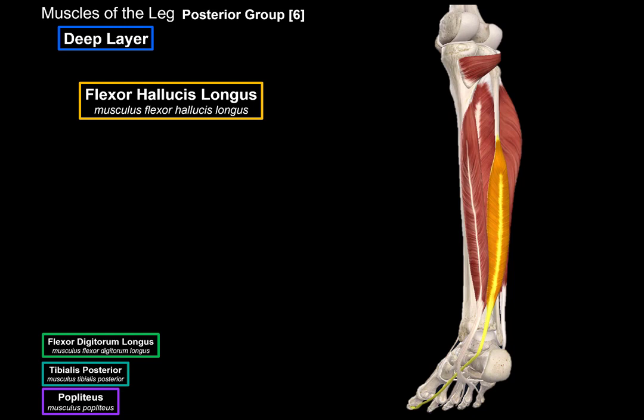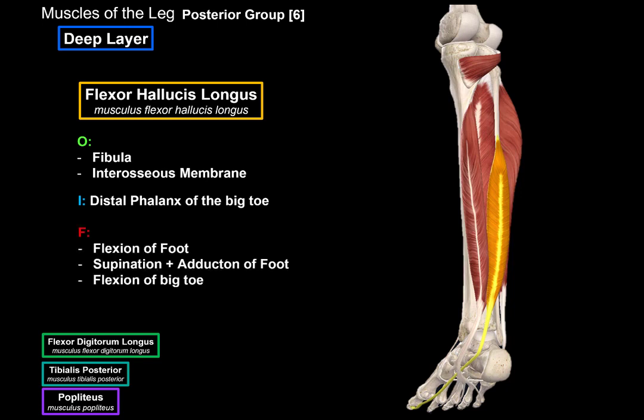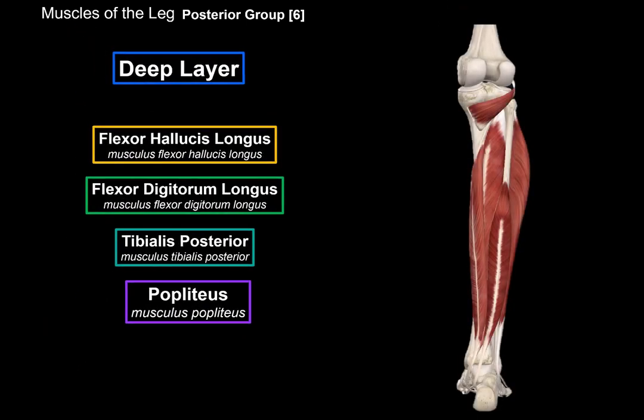The flexor hallucis longus originates from the fibula and the interosseous membrane, and is going to insert at the distal phalanx of the big toe, as you see here. Its function is flexion of the foot, supination and adduction of the foot, and flexion of the big toe. So that was the deep layer. Let's do the superficial layer.